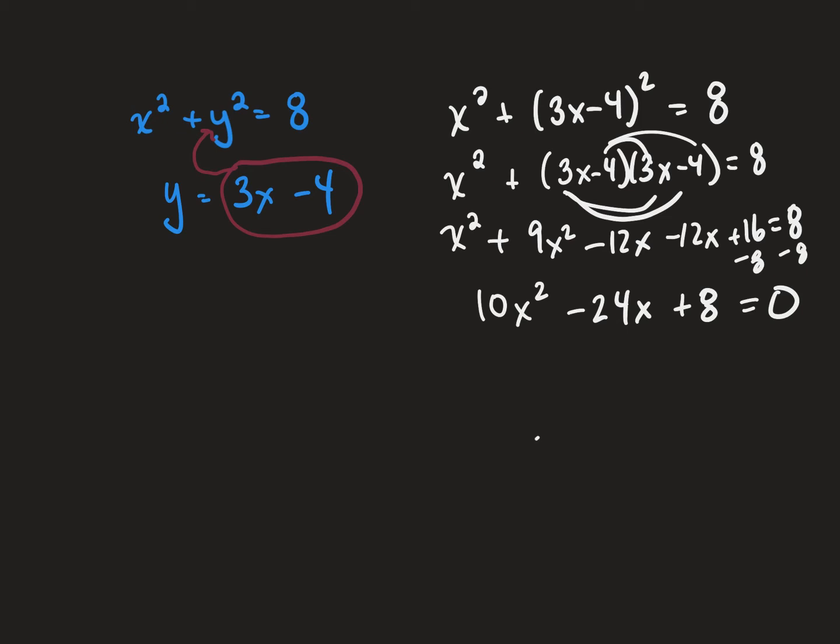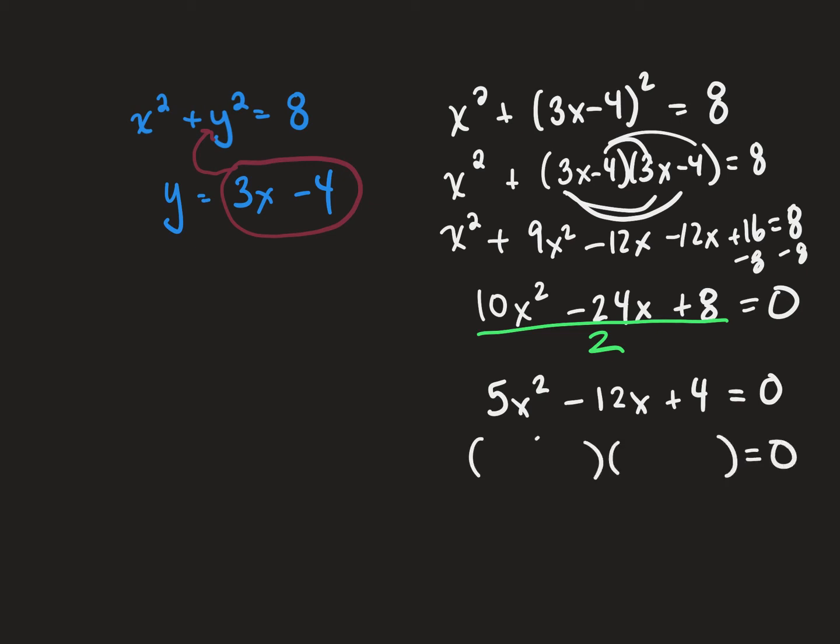Now I'm going to have to solve this by factoring. One thing I do notice is they're all divisible by 2. So I can divide them all by 2. That'll give me 5x squared minus 12x plus 4 equals 0. And I want to try to factor this. So if I factor this, let's see, we'll get 5x and x, and I just got to play around with my factorization. It turns out to be minus 2 and minus 2, because there's my minus 10x and there's my minus 2x, which adds to the negative 12x.